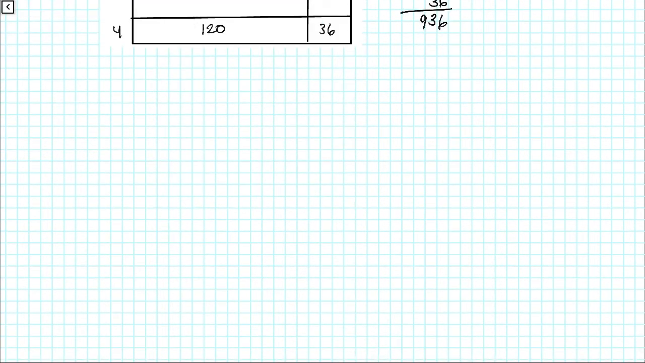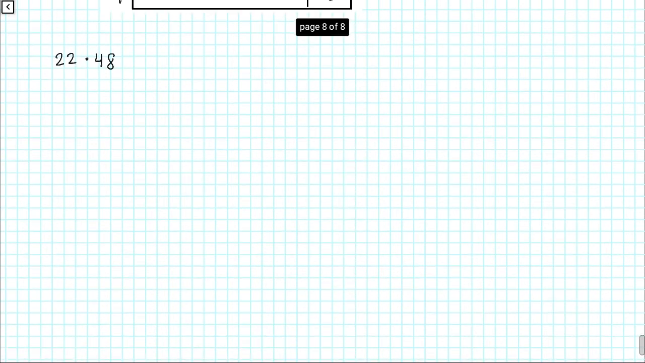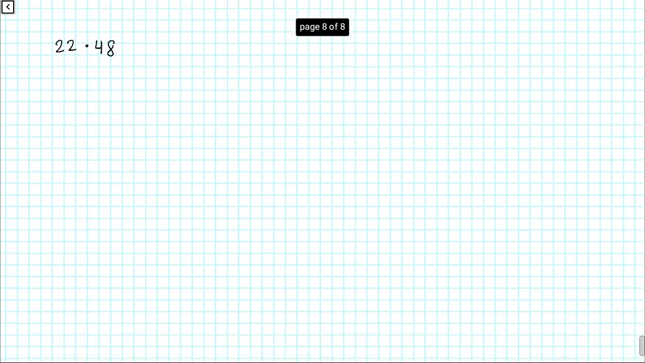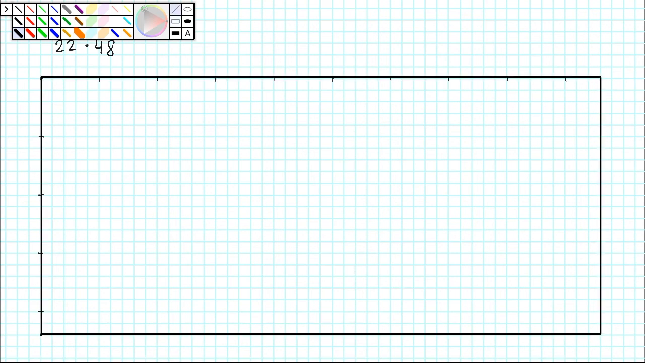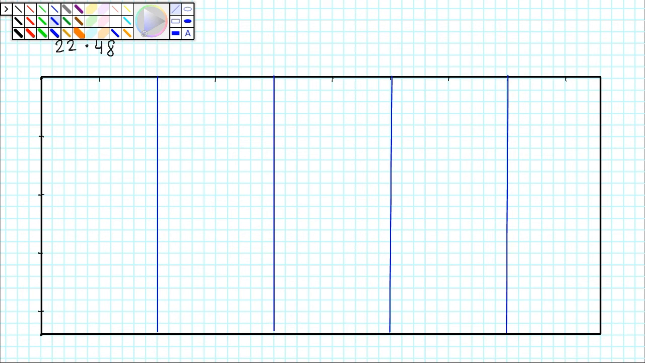Okay, let's do one more example. Let's do 22 times 48. Let's look at this, and I'm going to put the 48 across and the 22 down. Okay, so I now have 22 times 48 depicted here, and I'm going to first block off those groups of 10 for the more detailed version.